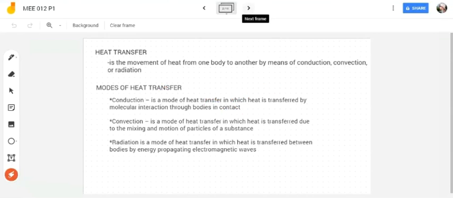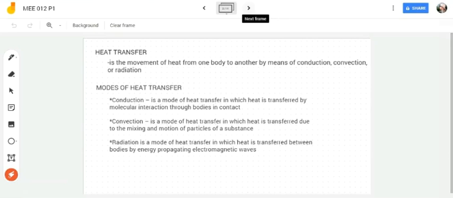Okay, from definition, heat transfer is the movement of heat from one body to another by means of conduction, convection, or radiation. So ang ating heat transfer, meron tayong three modes of heat transfer. First is the conduction, and the definition says that conduction is a mode of heat transfer in which heat is transferred by molecular interaction through bodies in contact.